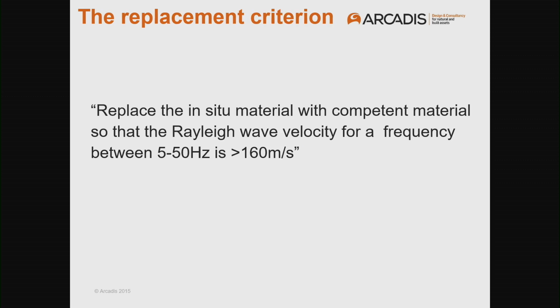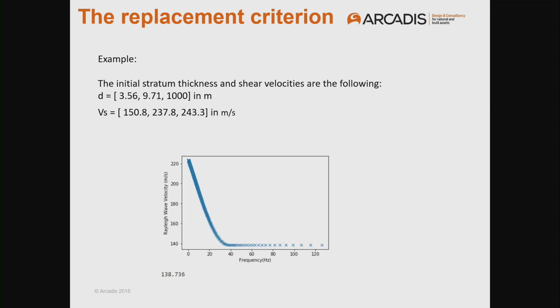So, the replacement criterion that I had to implement. I was told to replace the in situ material with competent material so that the Rayleigh wave velocity for a frequency between 5 to 50 hertz is greater than 160 meters per second, which is okay. I mean, it's a simple sentence to translate into an algorithm and implement in NumPy. Problems.